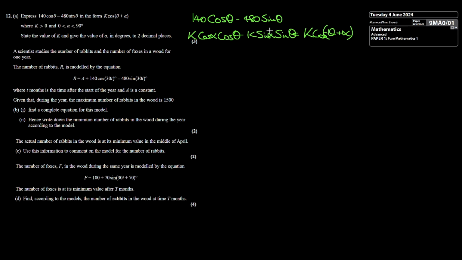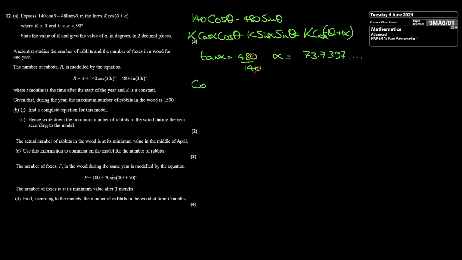So if I divide k sine alpha by k cos alpha, I get that tan alpha must equal 480 divided by 140. Zeros obviously cancel, and if you look that up on a calculator, you get that alpha is equal to 73.7397, and on it goes.